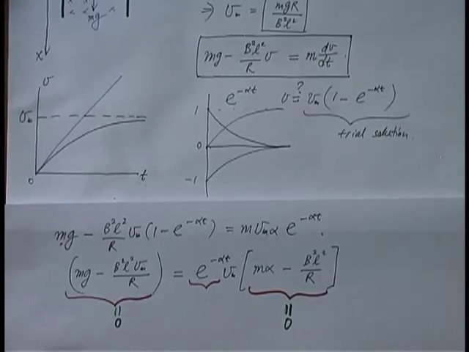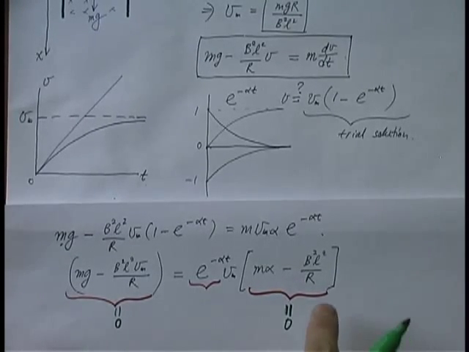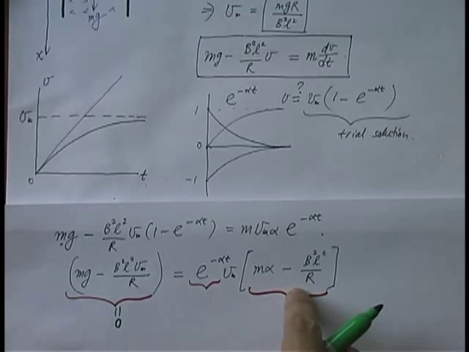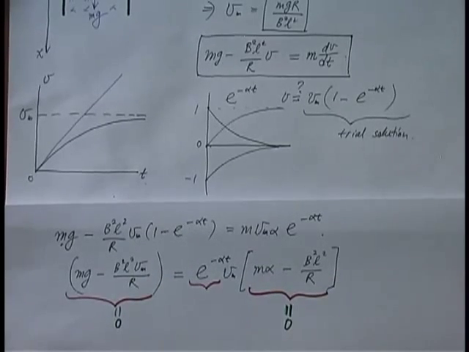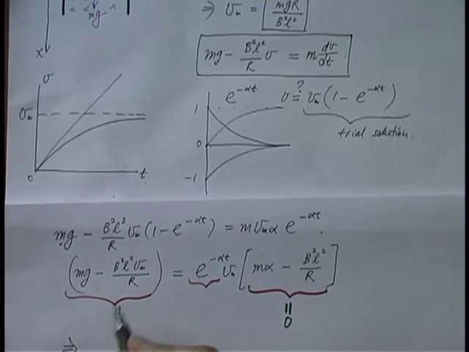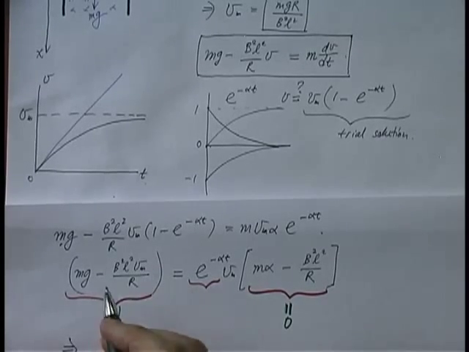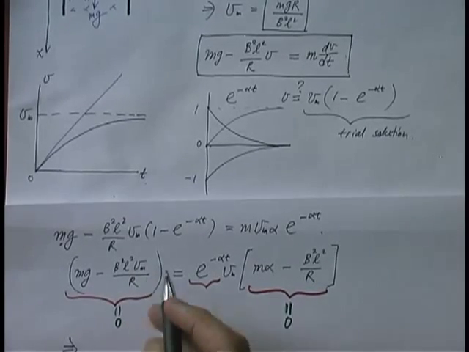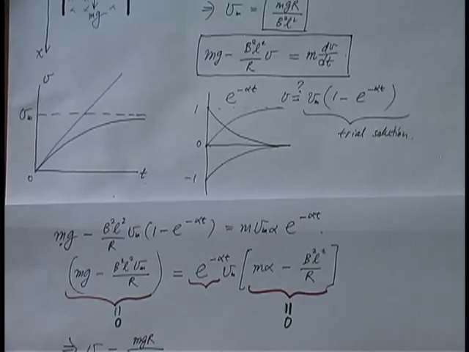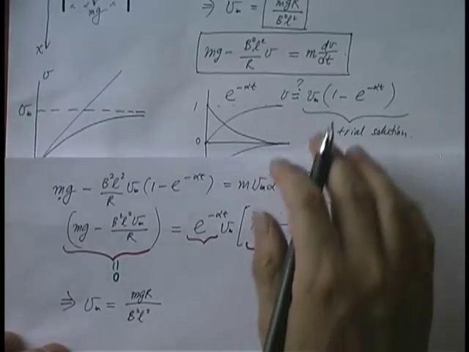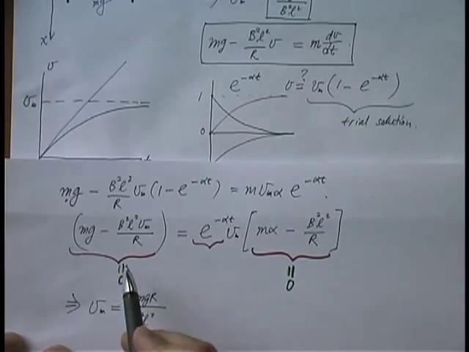So you see, now you kill two birds with one stone by assuming that both sides must be time constant, must be independent of time. You get a 0 here, 0 there. That gives us two equations, one of which will give us V maximum, the other will give us alpha. Now let's see. Set this equal to 0. mg equals B squared L squared Vm over r. Therefore, V maximum equals mg r over B squared L squared. That is the requirement of this to be 0.